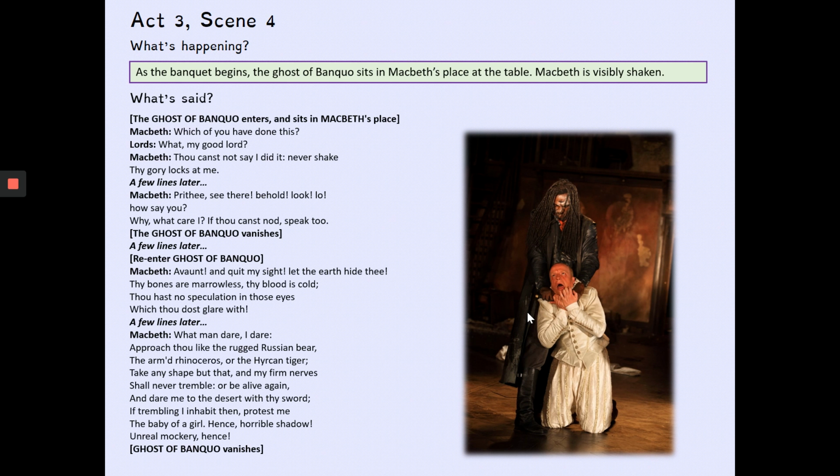A few more lines to digest here. So if you want to pause and read it through at your own pace, then fine. Otherwise, we will just have a look at some of the key details.